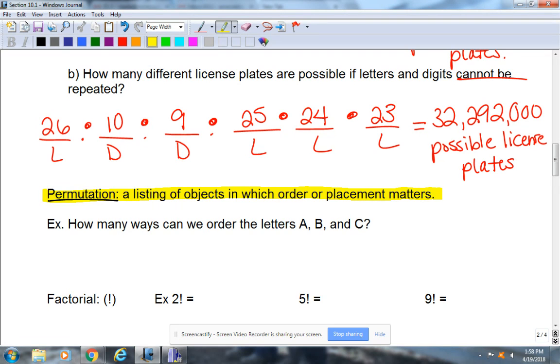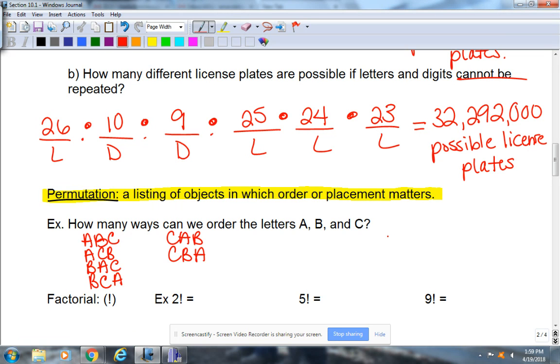Okay? Here's an example. How many ways can we order the letters A, B, and C? Well, we can do A, B, C. We can do A, C, B. Right? We can do B, A, C or B, C, A. We can do C, A, B or we can do what? C, B, A. Okay?